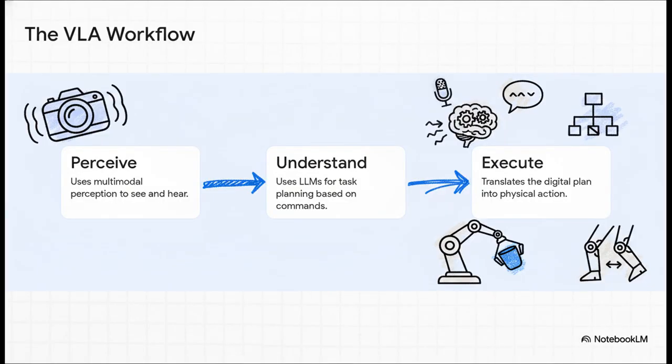And the workflow is actually pretty elegant. First, the robot perceives the world through all its cameras and sensors. Second, it understands a command, say, bring me the blue cup, using things like speech recognition and large language models to figure out a plan. And finally, it executes that plan, translating that digital strategy into precise physical movements. Perceive, understand, execute. It's that simple.